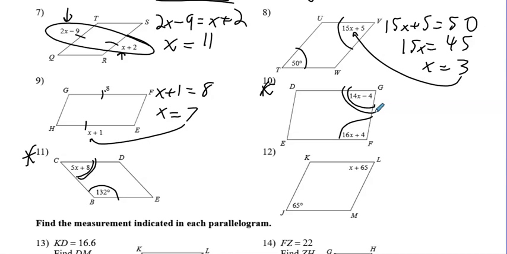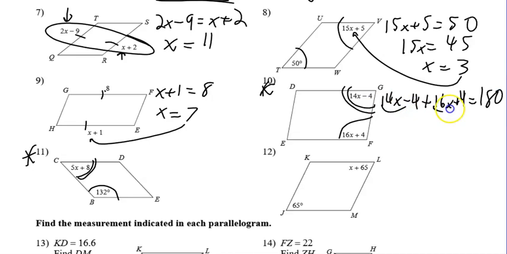Therefore, do not say 14x minus 4 equals 16x plus 4. That's a no-no. The biggest no-no there is in this one, and it's the most common mistake. Consecutive angles are supplementary. This one plus this one are supplementary, which means they add up to 180. And remember also, only angles add up to 180. Sides do not.